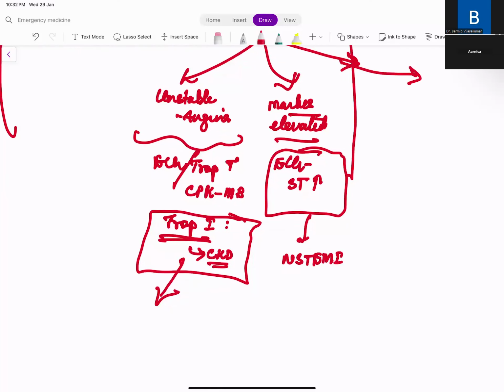So the same unstable angina, if markers are elevated and ECG shows typical features of ST elevation, then we call it STEMI. Right? So angina is stable angina and unstable angina. I told you when to call it unstable angina. In any chest pain, we do an ECG and send cardiac biomarkers. If the markers are not elevated and ECG is not showing any abnormality, it is labeled as unstable angina itself. If the markers are elevated, it becomes myocardial infarction. Plus, you classify myocardial infarction as STEMI or NSTEMI based on ST elevation.